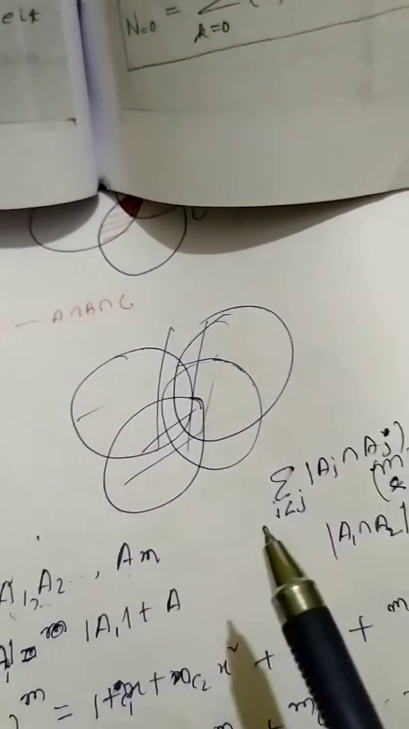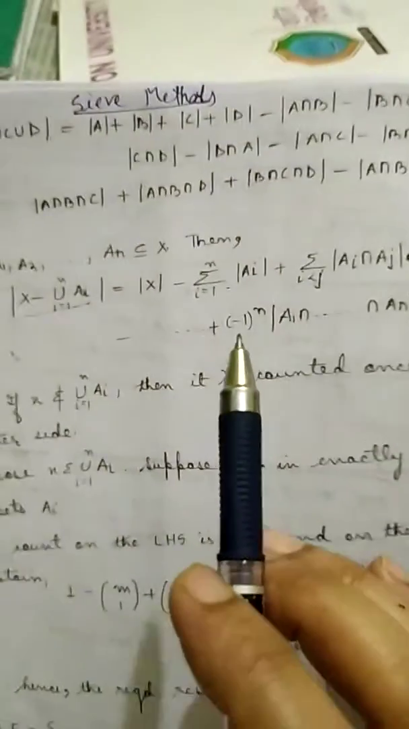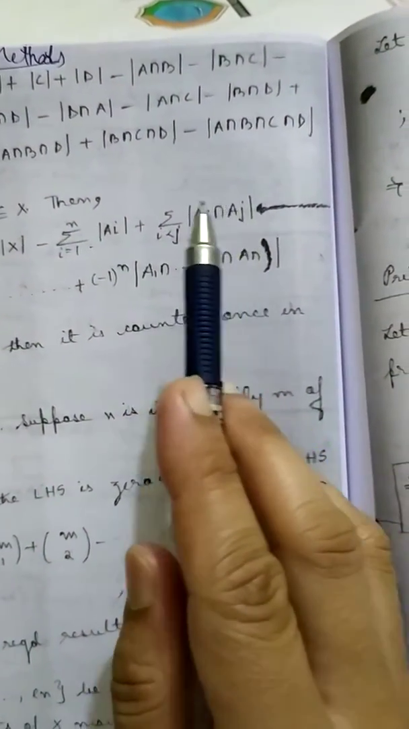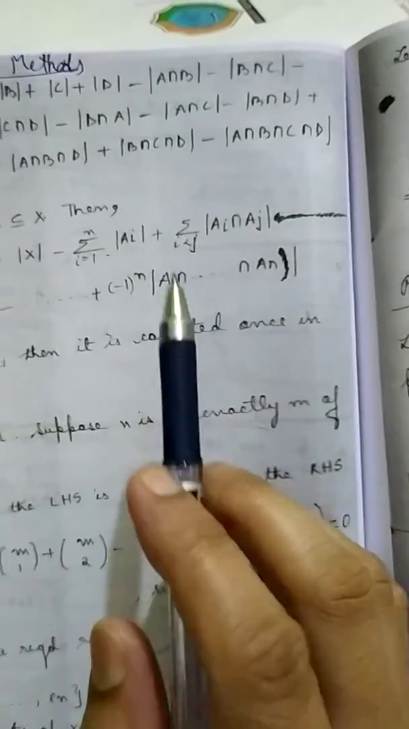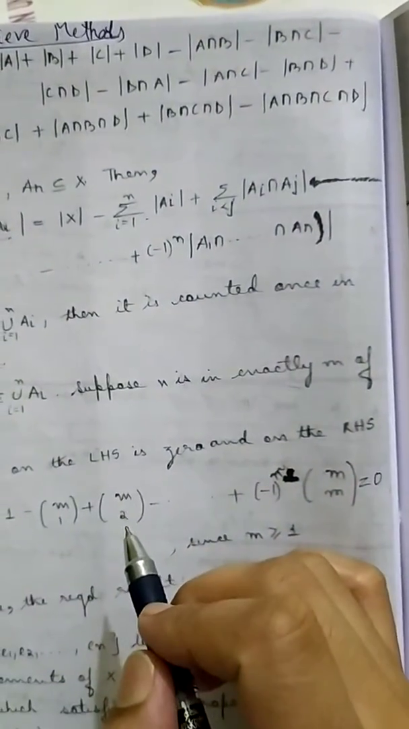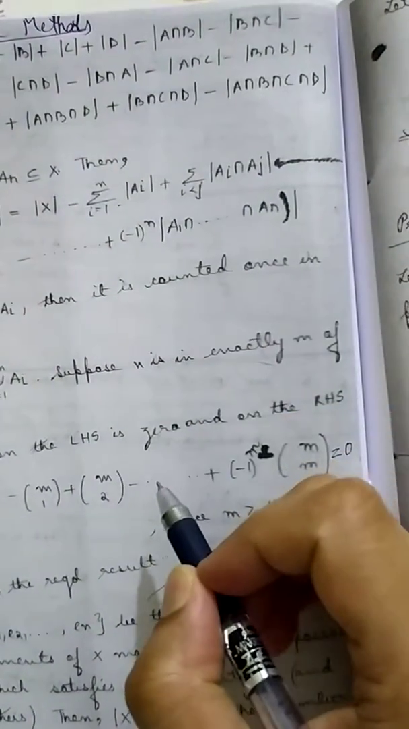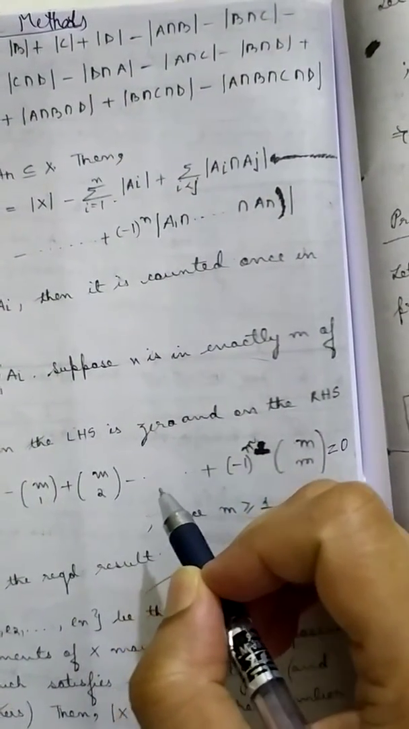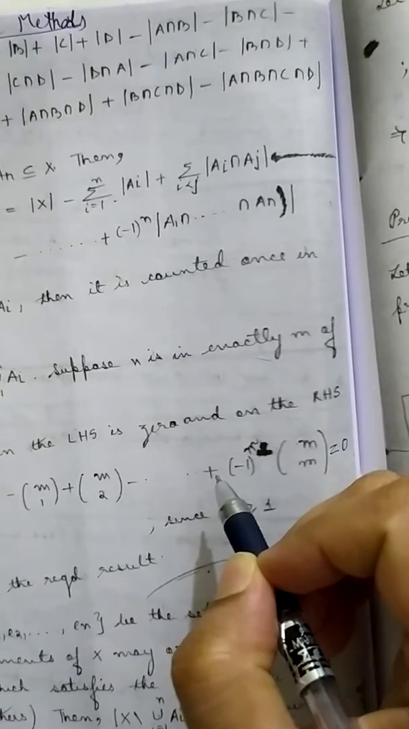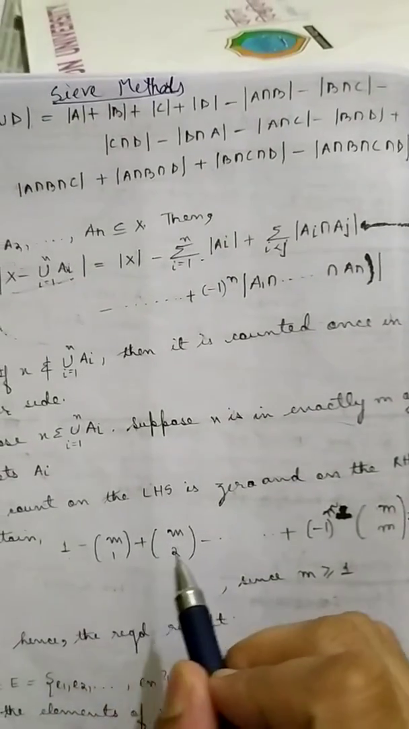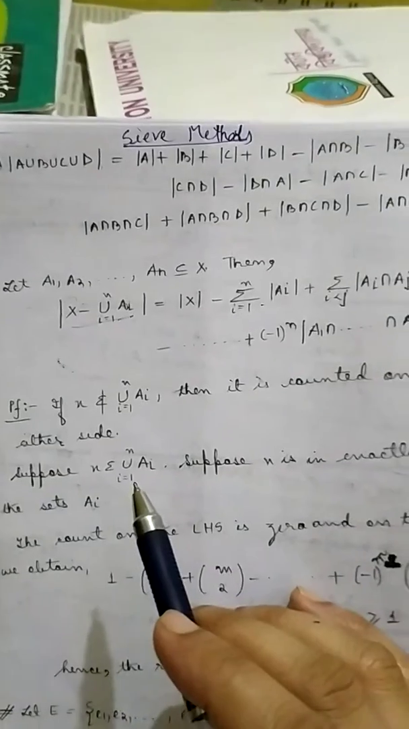So in this summation sign, we count this x in how many ways? In m choose 2 ways. For 3 sets, this will be m choose 3 ways, something like that. Up to minus 1 to the power m, m choose m. This is the count of x in the right hand side when x belongs to this.